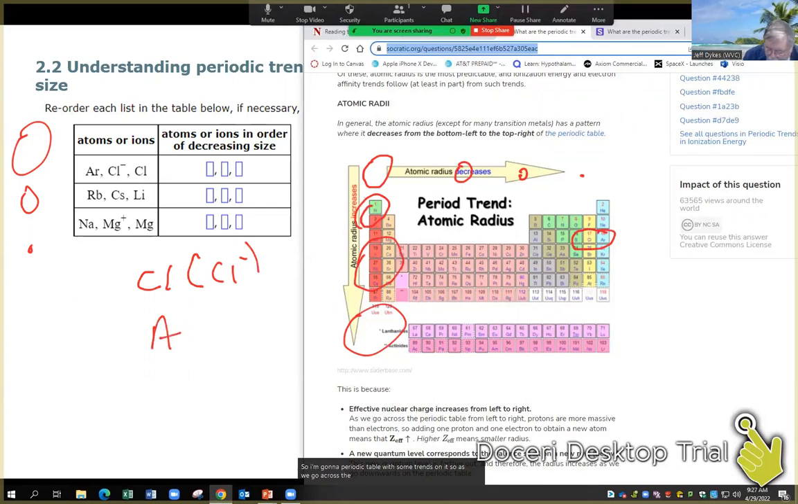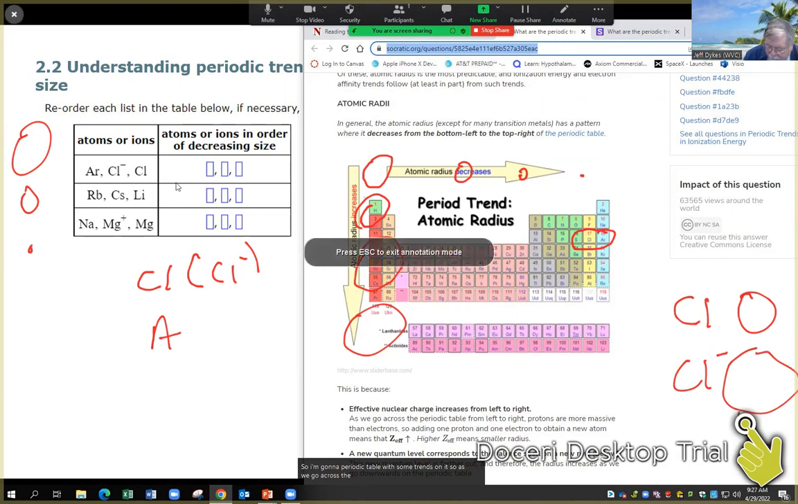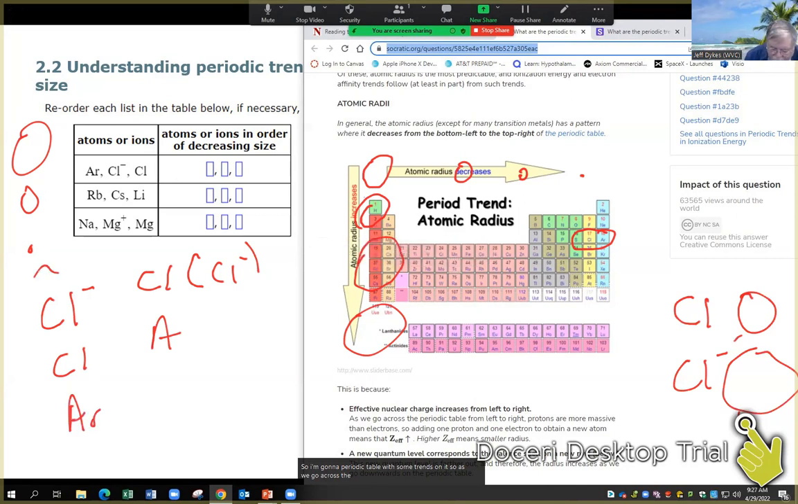Okay, so if we have a chlorine and it has a 0 charge on it, it'll be this radius. If we have an extra electron, it'll be bigger because there's more it has to fit outside a little bit. So this will be larger. So now we have large to small: chlorine minus, chlorine, and argon is the smallest. So that's our first one.